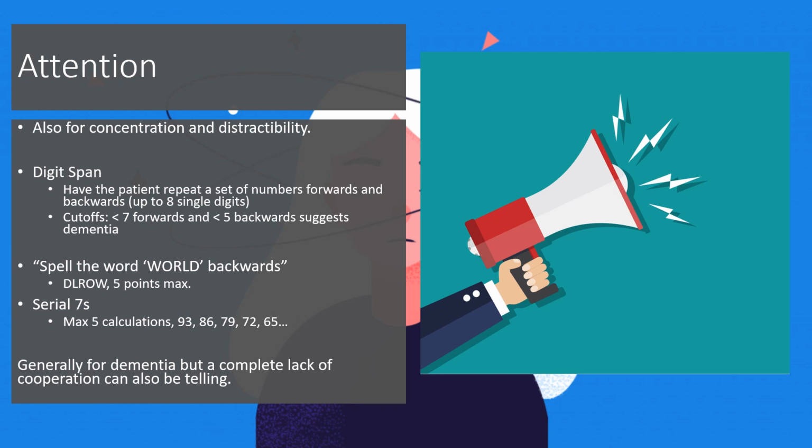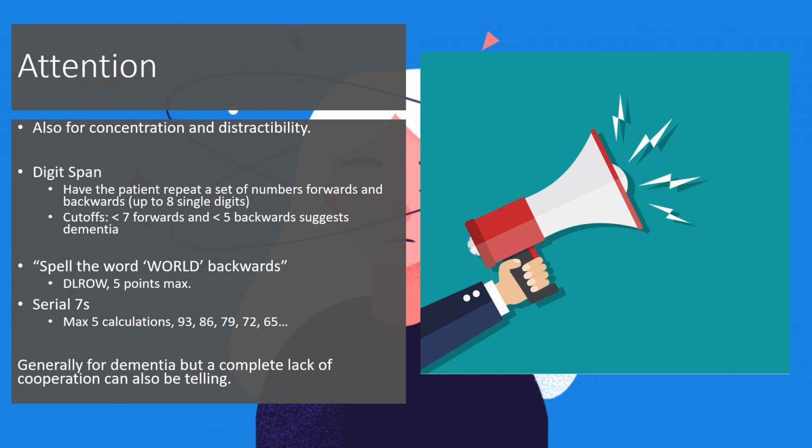The classic: spell the word world backwards. So D-L-R-O-W. 5 points max if they get all 5 letters, and 1 point off if they miss a letter. So again, can they concentrate, right? It's easy enough to spell it forwards, but when you spell it backwards, you have to flip it around in your head and think about it. So it makes the test more difficult.